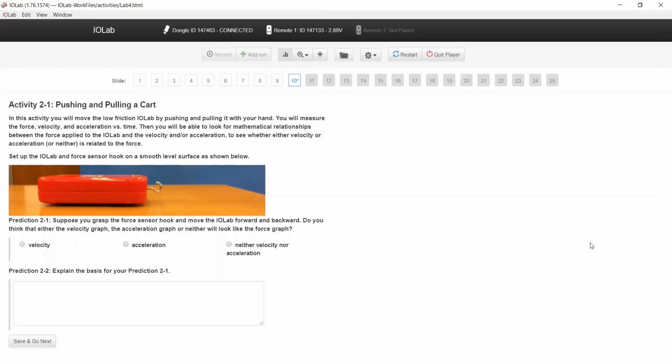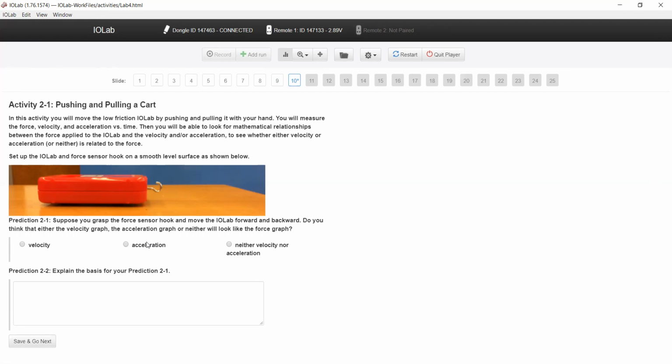Suppose you grasp the force sensor hook and move the IOLab forward and backward. Do you think either the velocity graph, the acceleration graph, or neither will look like the force graph? So they are asking which graph will look like the force graph while doing this. You can go ahead and predict. Okay, and then actually we just did force. Did we do force? Oh, no, we have not done it. But okay, so they want us to predict which graph will look like the force graph.